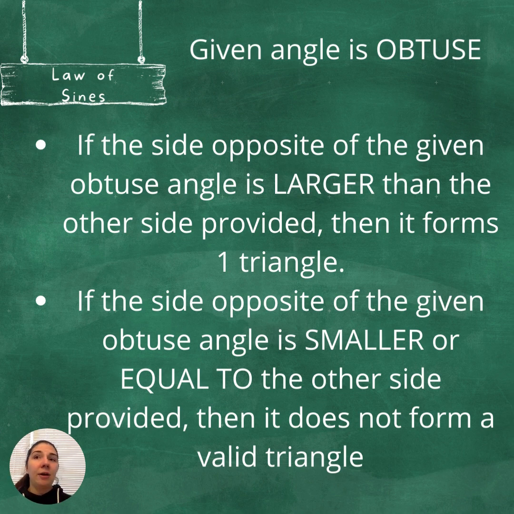You can't have an obtuse triangle that's isosceles. That doesn't work like that. And you can't have an obtuse triangle where the side opposite of the largest angle is smaller than another side. That's why if you're provided with that information, you can automatically say that there's no answer to that problem because no triangle is formed. So what we're looking for is the side opposite of the obtuse angle is larger than the other side. And if that happens, then only one triangle is formed.